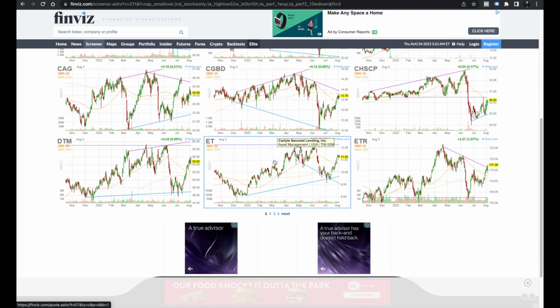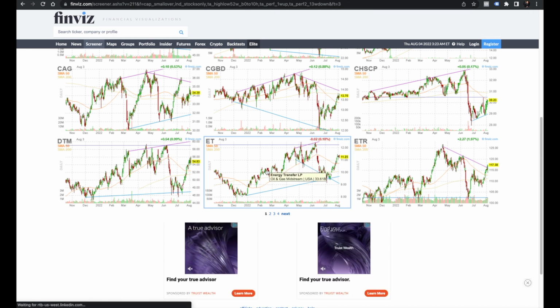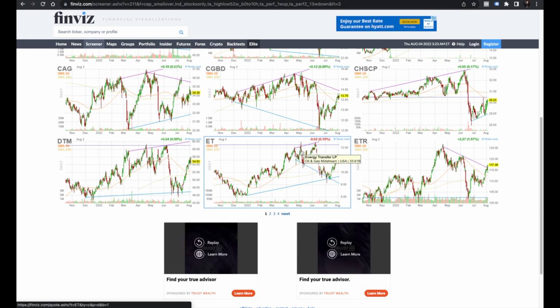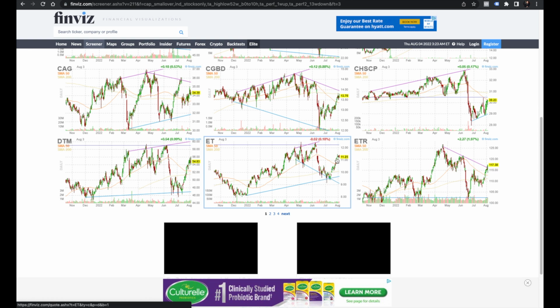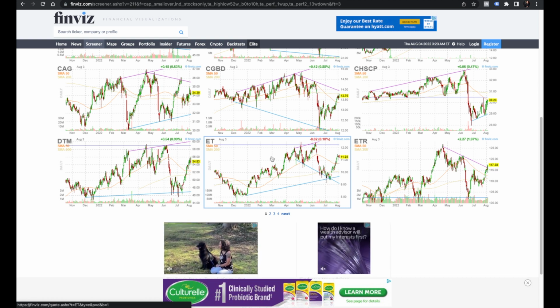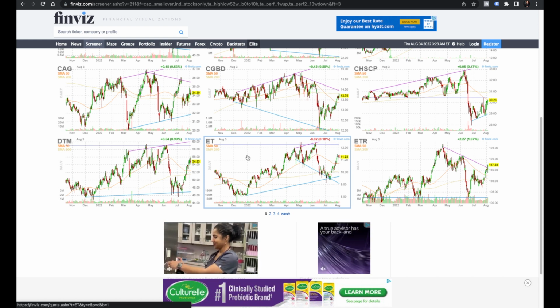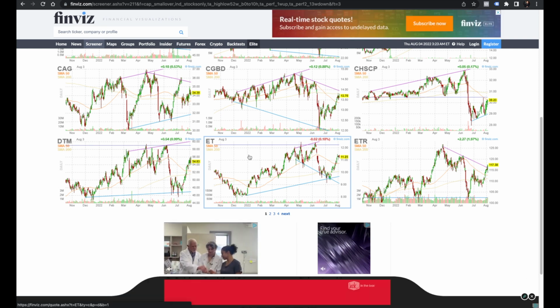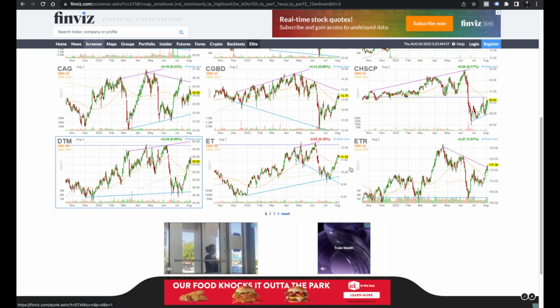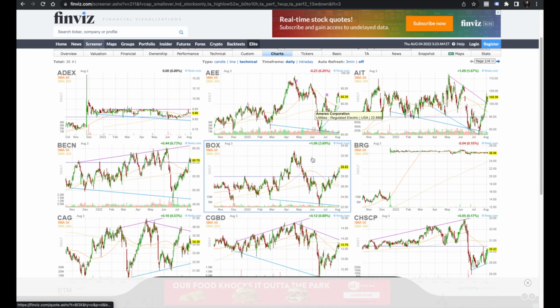I just know that my setup is likely to play out from a technical perspective because I know where people made their purchases and got trapped, and when price, they're underwater and then price comes back up to that range, they're going to be relieved to get out at break even, and that is never going to change because humans' emotions do not change. So let's just look through these a little bit.